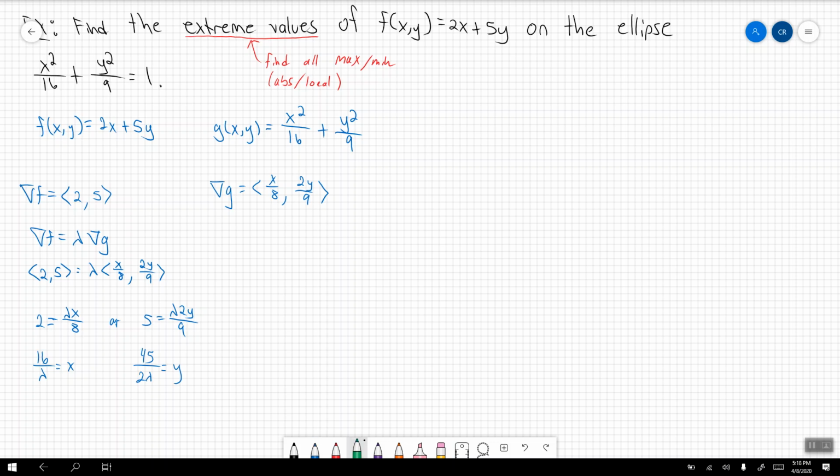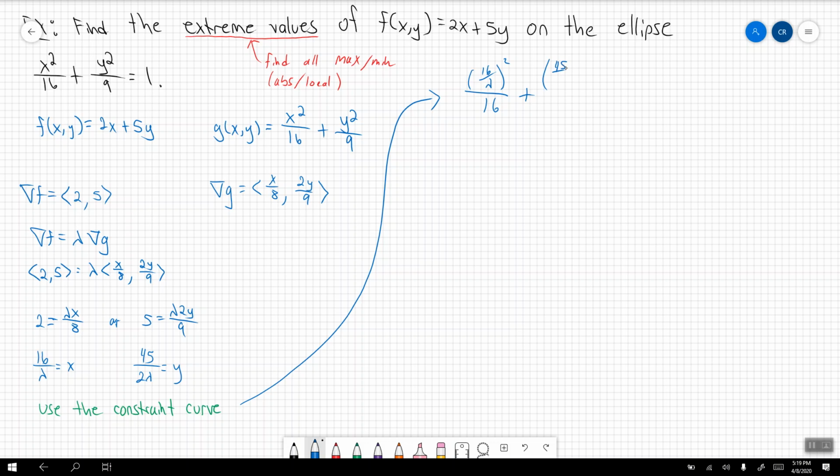And the reason I did this is because now I want to use my constraint curve. So when we use this constraint curve, we're then going to say, okay, well, my x value now is 16 over lambda. All right, that was that 16 over lambda squared divided by 16 plus the y value in my constraint curve, that y squared, now becomes 45 over 2 lambda squared. All that divided by 9 must be equal to 1.